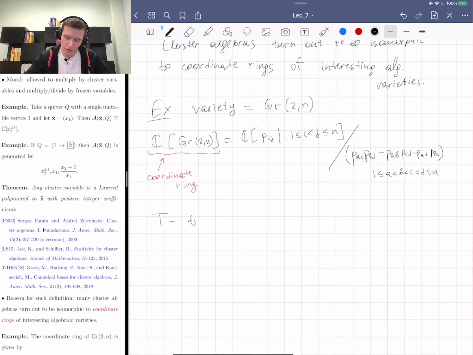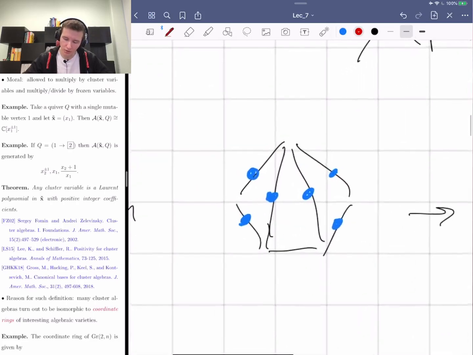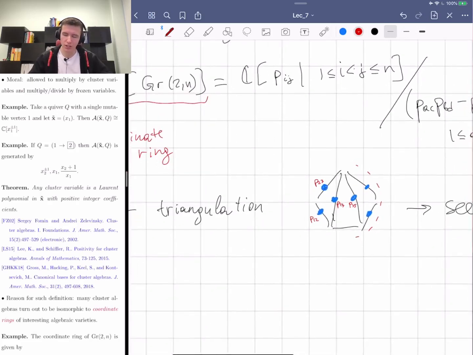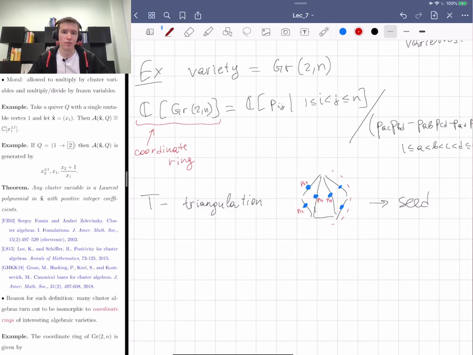And so, okay, now the other object we had associated to the Grassmannian is, well, you can take T to be a triangulation, right? Let's say I take an n-gon, and then I draw the diagonals, and then we can associate a seed, so you get a quiver, and then the vertices are going to be labeled by these p_ij's, p_12, p_23, etc., p_13, p_35, something like this. And the p_ij's are naturally Plucker coordinates, right?